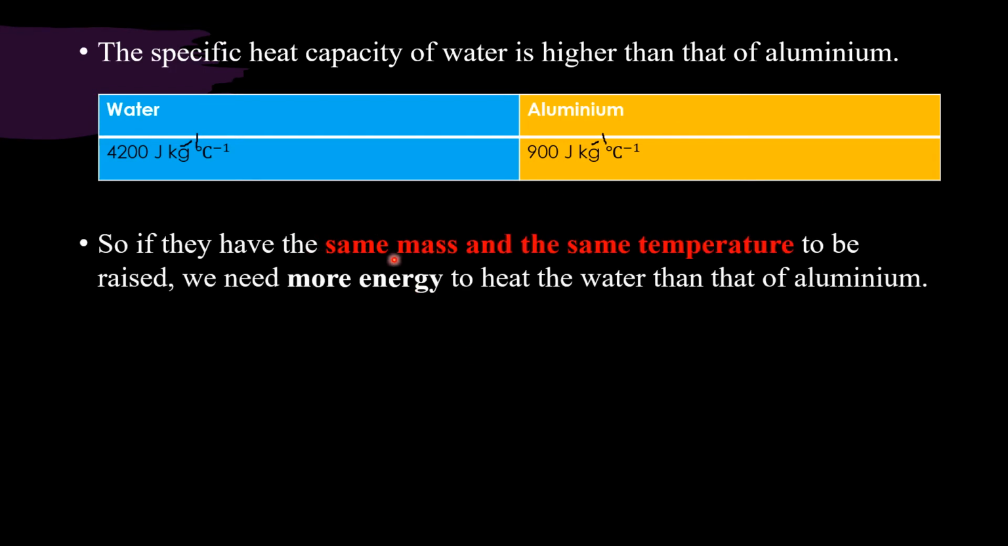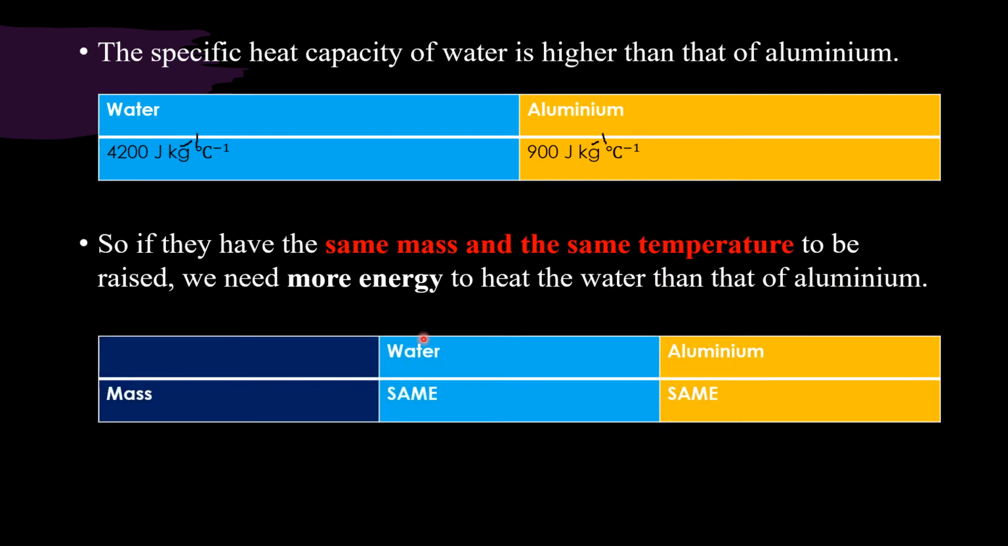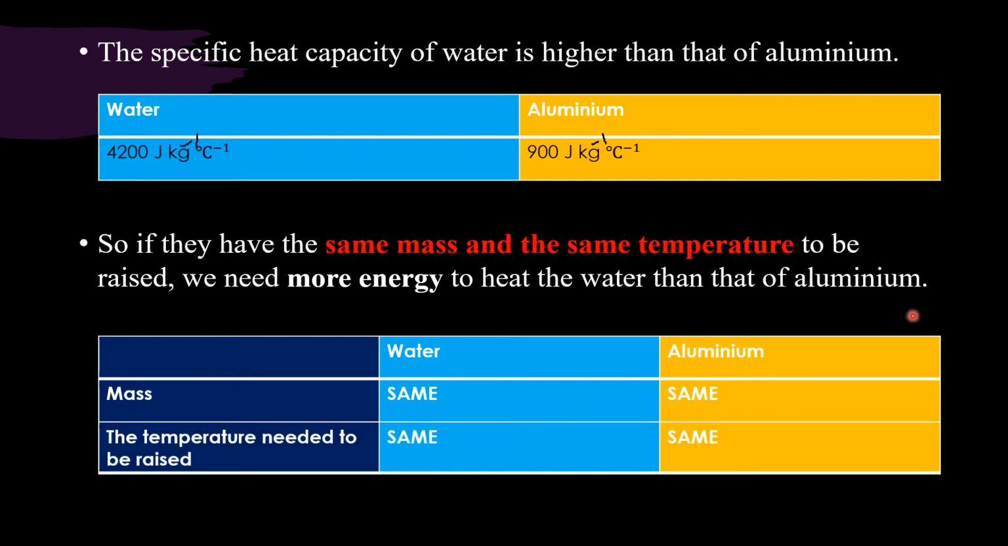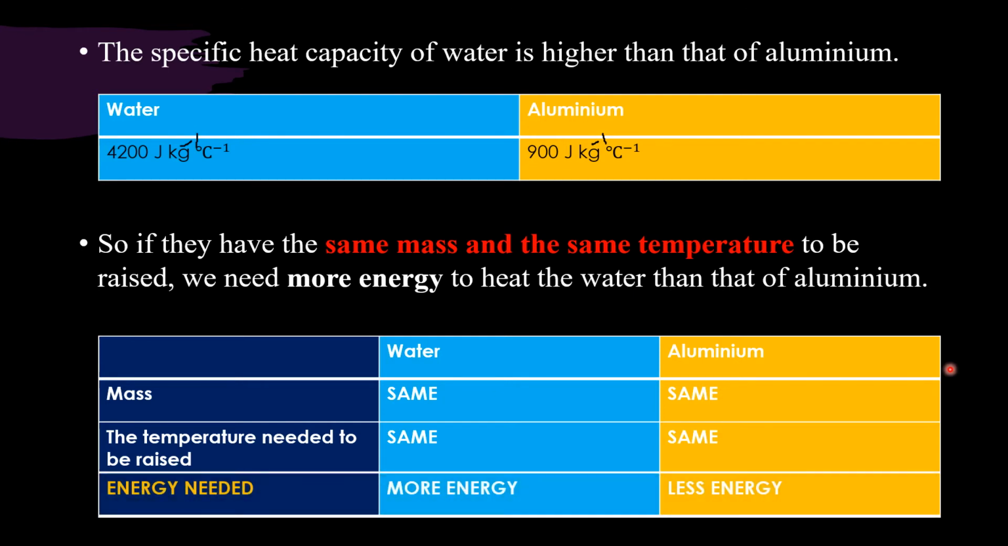Now, if they have the same mass and the same temperature change, we just have a look at the specific heat capacity, and we can see that we need more energy to heat the water than the aluminium. So this is the reason why we say the specific heat capacity is the energy needed per mass per temperature. The mass of water is the same as aluminium, and the temperature to be raised is also the same, but the energy needed will not be the same. And because the energy needed may not be the same, the time needed may also not be the same.